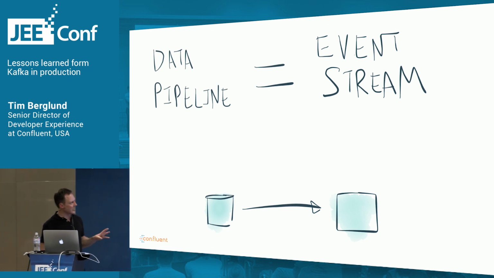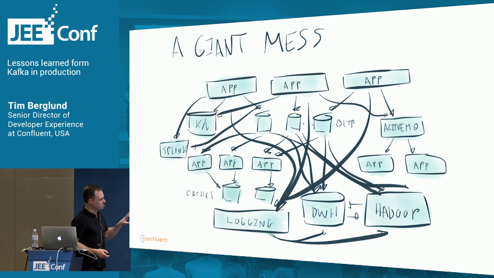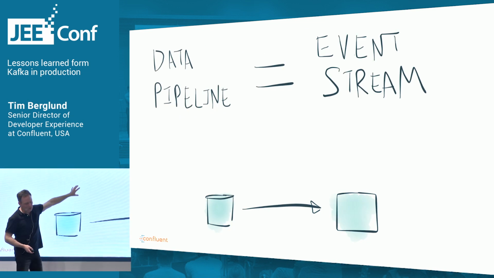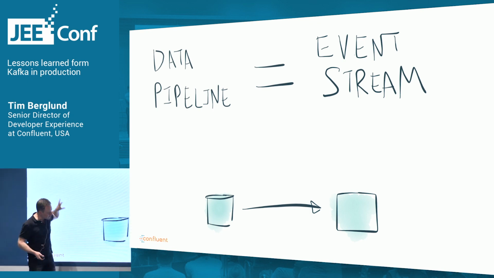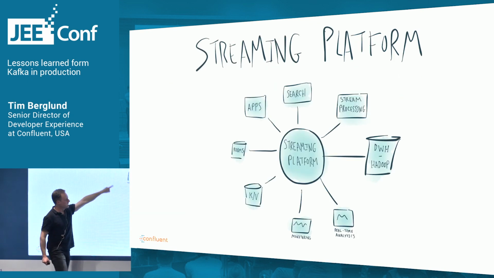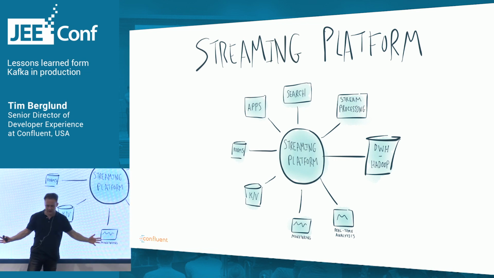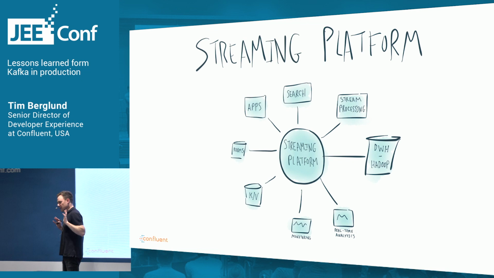If we decide that all of those changes of state in all of these places are going to be a data pipeline, that becomes one stream of events, and we have a single streaming platform that can handle that. That's kind of the promise of Kafka, right? That's what it's trying to do.